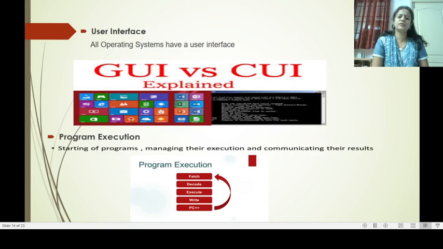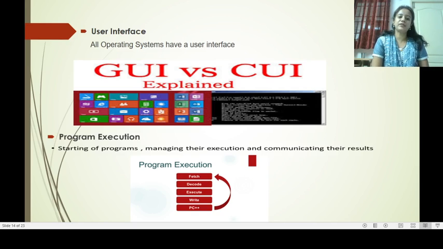In character user interface, we are giving the input through the text-based commands or through keyboards. But it is not so user-friendly compared to graphical user interface, because if the user is not having the knowledge of the system, he cannot work efficiently with the character user interface. He has to know the commands to work with the system.